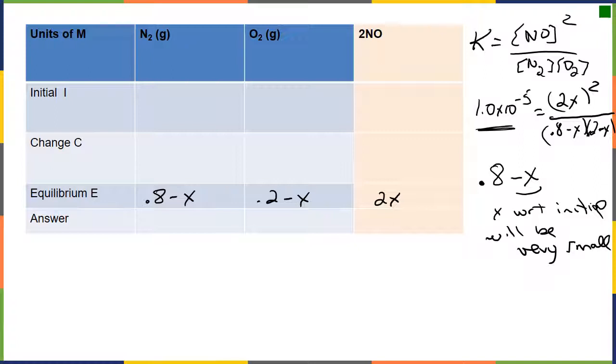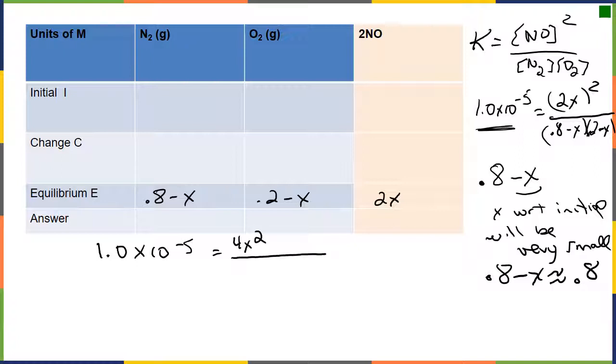How does that help? Well, that helps because that means that 0.8 minus x is about the same as 0.8. So if we rewrite this, we get 1 times 10 to the minus 5 is equal to squaring 2x, that would give me 4x squared, divided by 0.8 minus x times 0.2 minus x. Because this 0.8 minus x is about equal to 0.8. This x with respect to the initial is small. I'm going to set these two x's equal to 0.